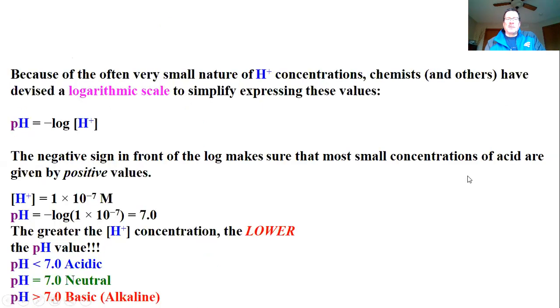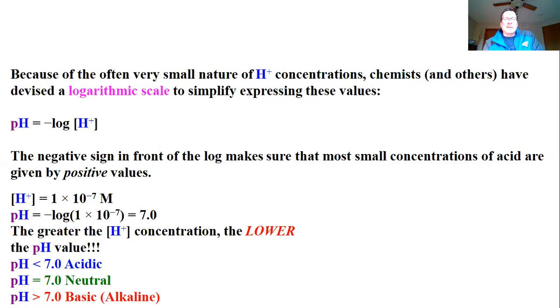Correct? Oops, went one too far. All right, so 7 is neutral. That's where we started. I dissolve something in the water. If that number goes below 7, then it means I raised my hydrogen ion concentration and I'm now acidic.